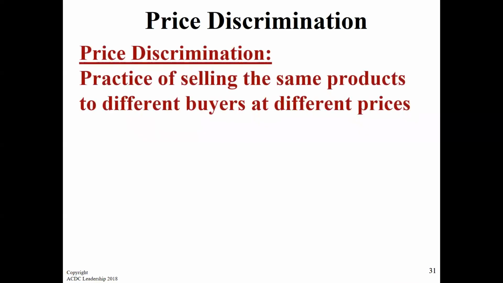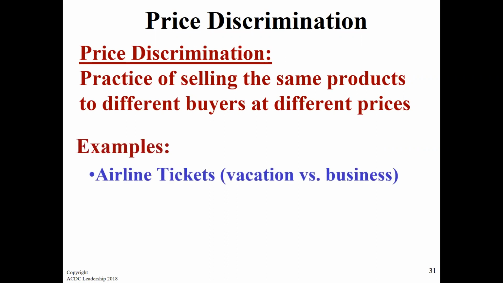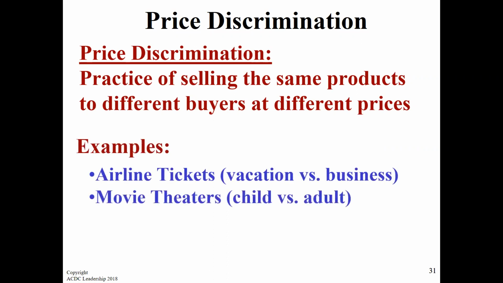So, it's the practice of selling the same product to different buyers at different prices, which the colleges do, right? They're selling you the same product, University of Maryland, but everyone's paying different prices. Which might be a little true here too. And then there are some other ones, like movie theaters: child, adult, and senior citizen.